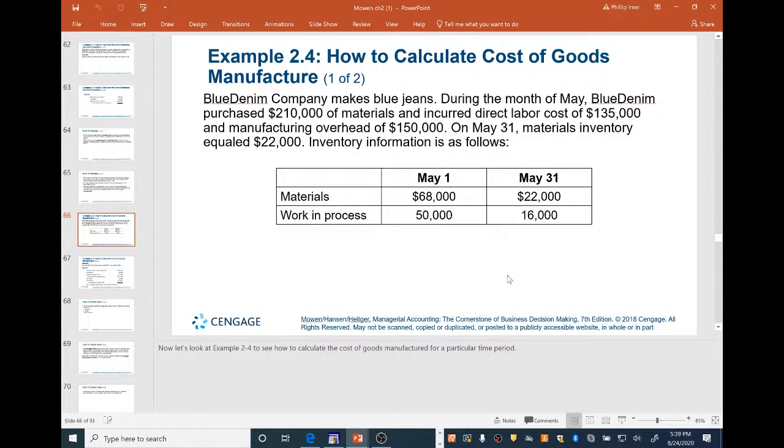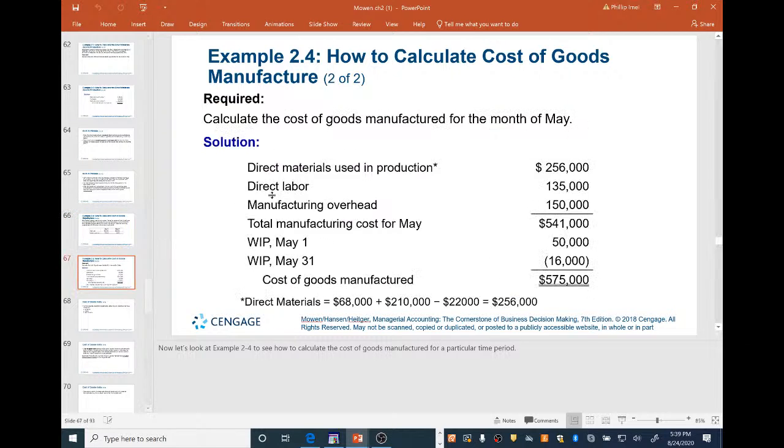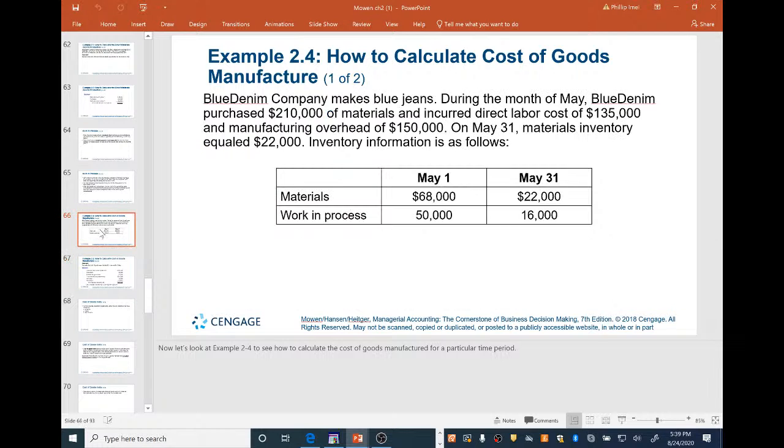So once again, direct materials used in production, that's what we're using, right? The 256, we find that, that's our starting point for this. Remember, beginning of the period materials, which is given May 1st, because we're concerned with the month of May. So that's the $68,000, right? So we have to know what we have to start with. And then it says right here, we purchased 210,000 in materials. We're dealing with materials in production. So the beginning is May 1st, 68,000.